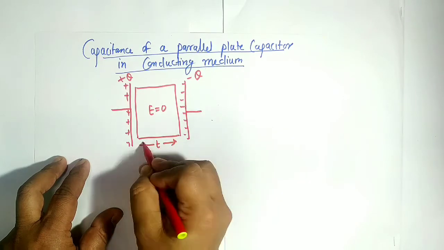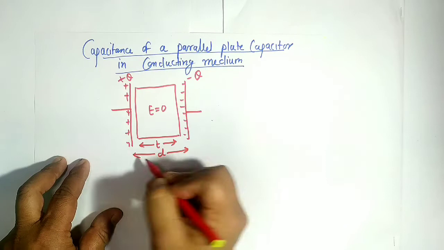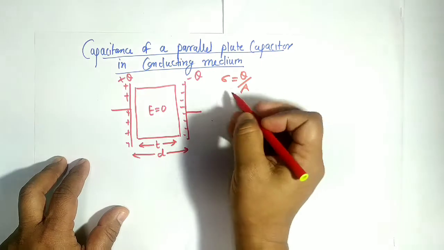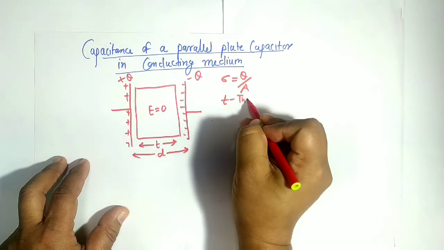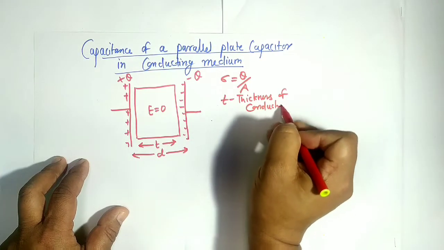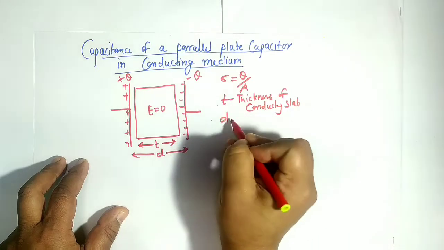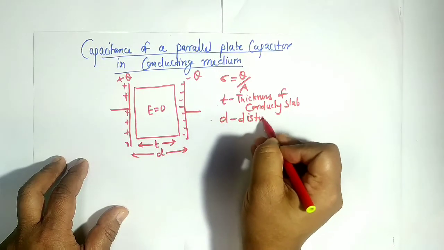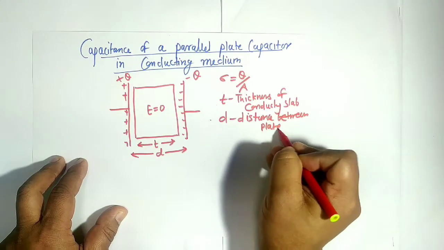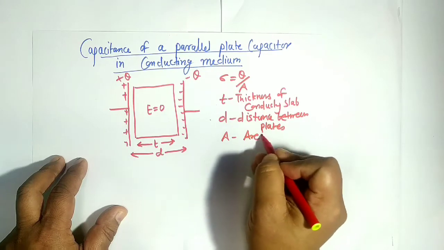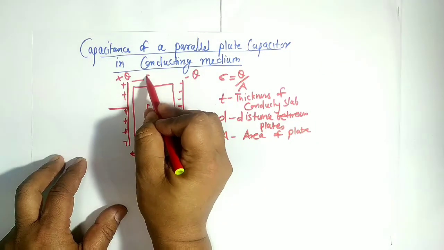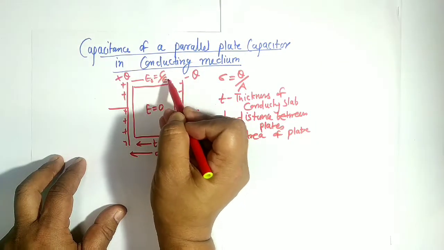T is the thickness of the slab, D is the distance between the plates. And sigma is what? Charge per unit area. What is T? It is the thickness of the conducting slab, conducting medium. And D is the distance between plates. A is the area of the plates. And we know that the external field E naught is already sigma by epsilon naught.